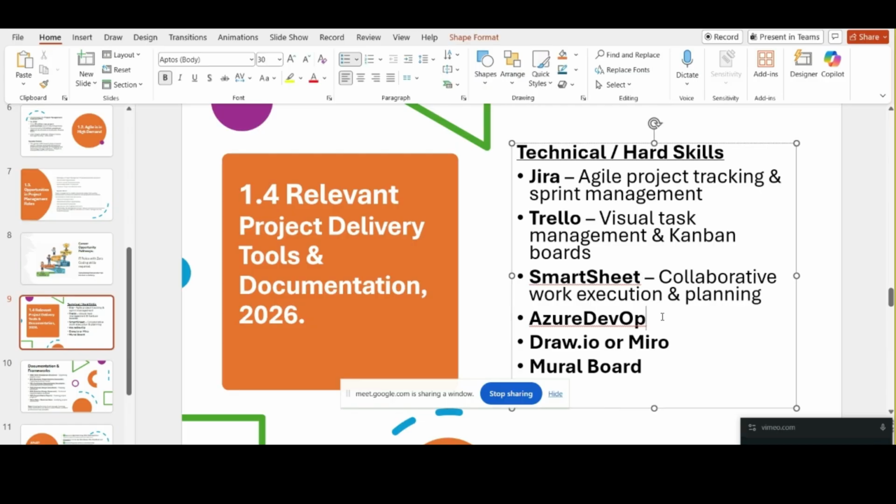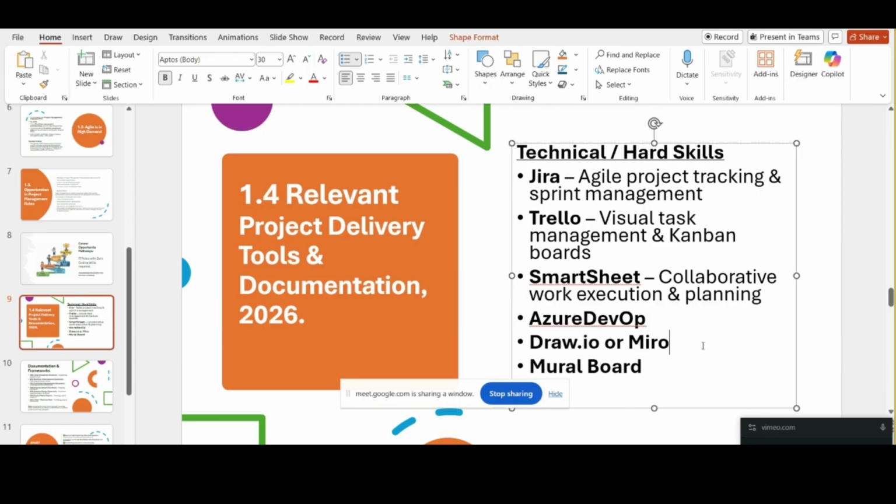And Azure DevOps, of course, when we talk about backlog optimization, backlog management, Jira also does a lot of backlog management, product backlogs, sprint backlogs. Azure also supports backlog management and collaboration for teams.